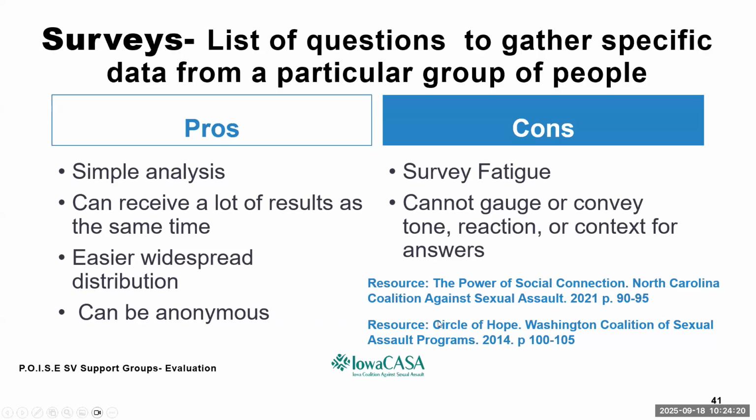And so on the slide, there are two resources of different evaluations specifically for sexual violence support groups that are available. One is in the Power of Social Connection, and the other one is in the Circle of Hope. So if you are looking for sexual violence support group evaluations, there are two other resources available.